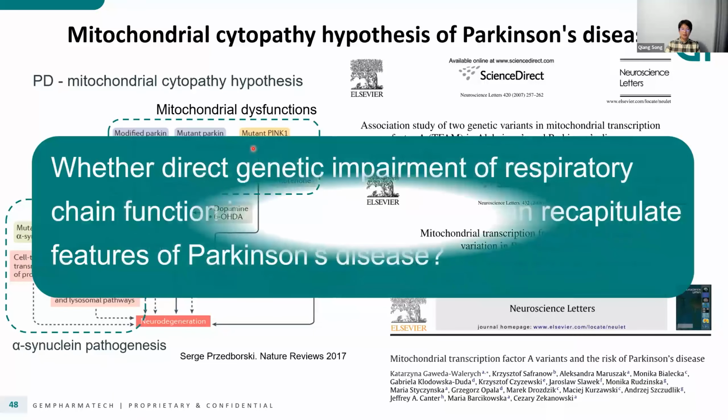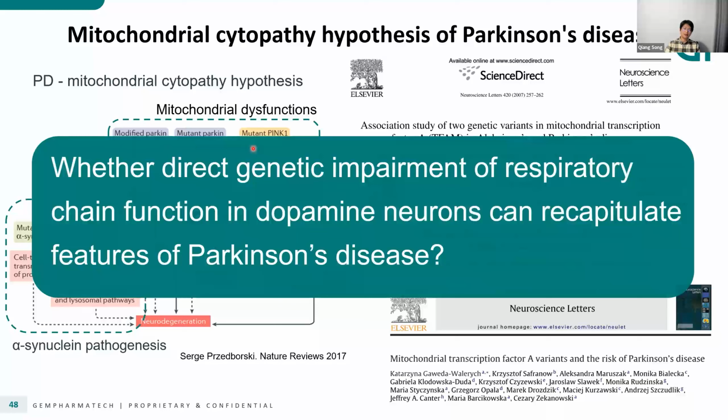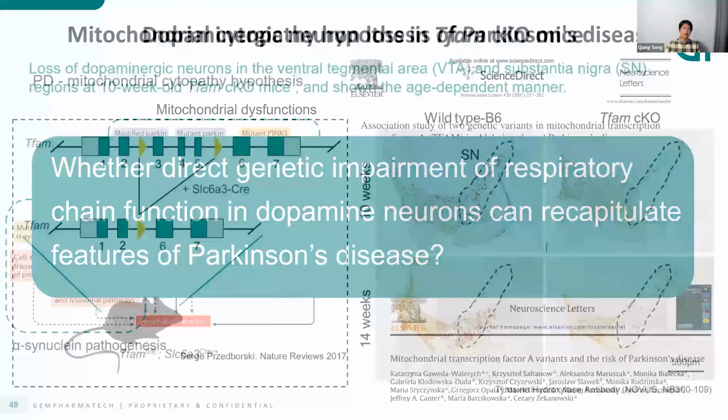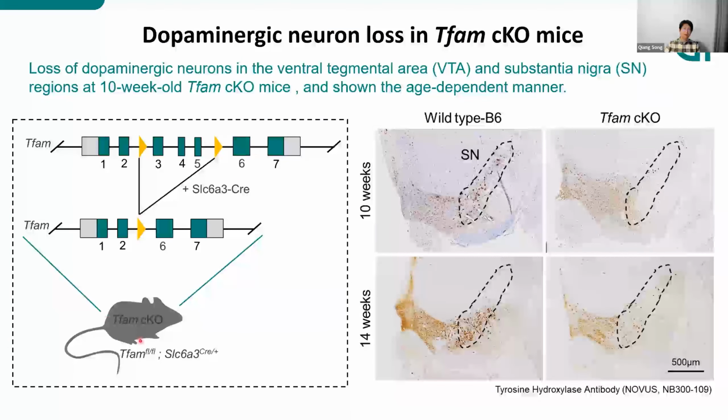So we wondered whether direct genetic impairment of respiratory channel function in dopaminergic neurons can recapitulate the features of Parkinson's disease in a mouse model. To test this hypothesis, we generated T5 flux mice and crossed them with dopaminergic-specific Cre mice to knock out the T5 gene in the dopaminergic neurons. We call these mice the T5 CKO mice.